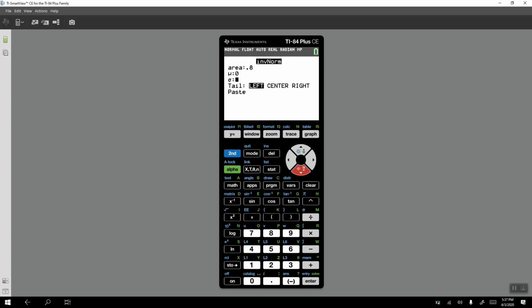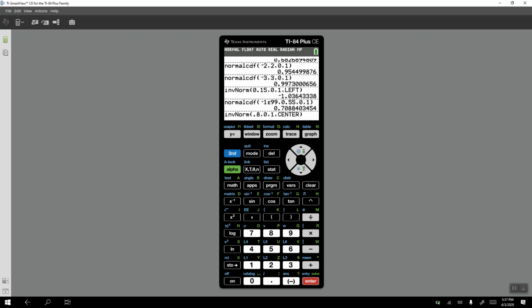Mean and standard deviation are the same. And I want the center, so I'm going to press that one, and I'm going to go and paste it. There we are, paste. So area, mean, standard deviation, and then I'm telling the TI that I want the center value. Let's see, there we are. It tells me these two z-scores.